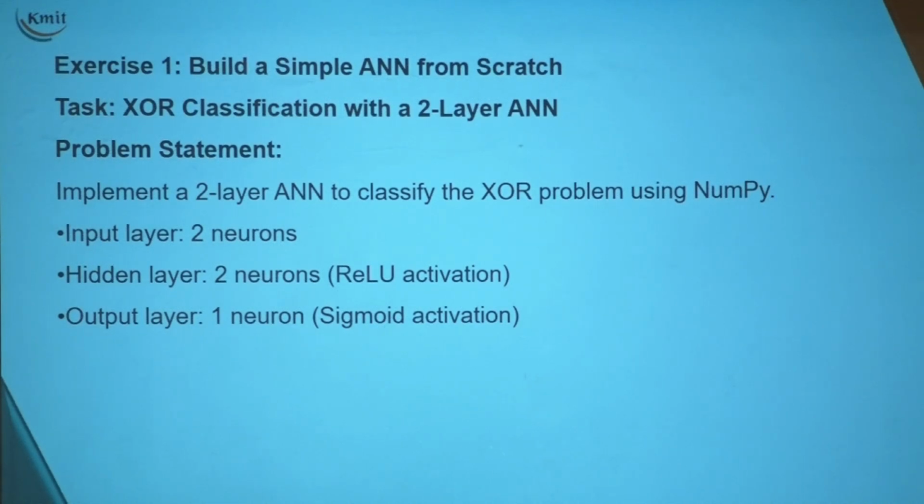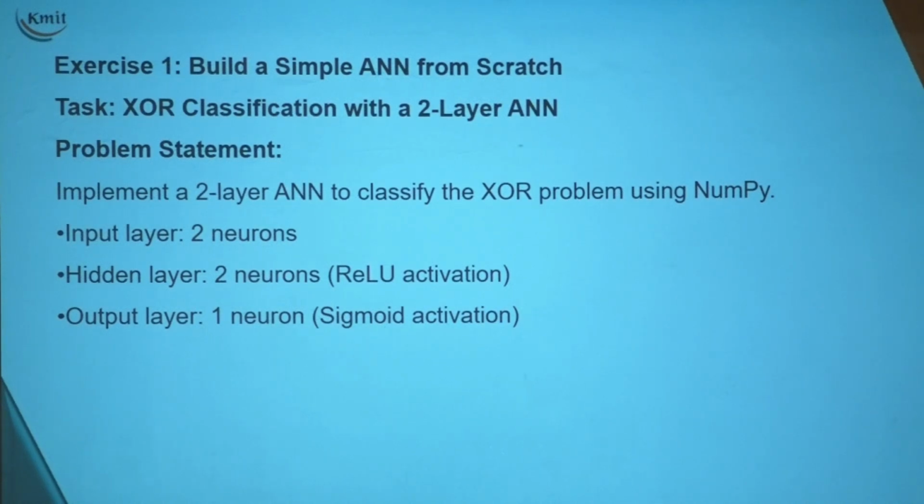And the correct number is 2. How many hidden layers here? 2. And which activation function do you have to use in hidden layers? 3. How many output layers? 1. How many outputs do you have for XOR gate? 1. So that should be 1. Which activation function in the output layer? Sigmoid. Are you all clear with this?